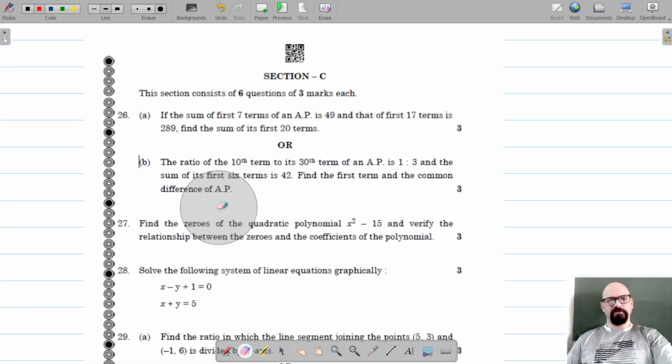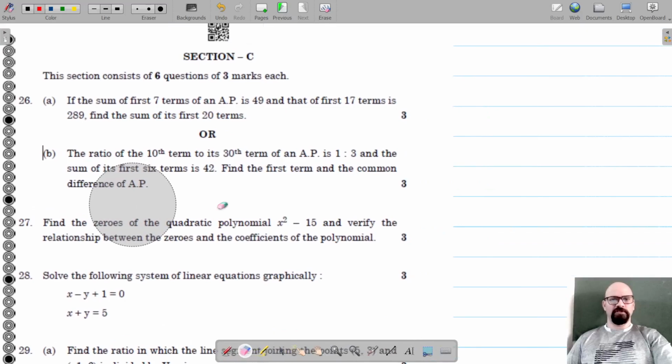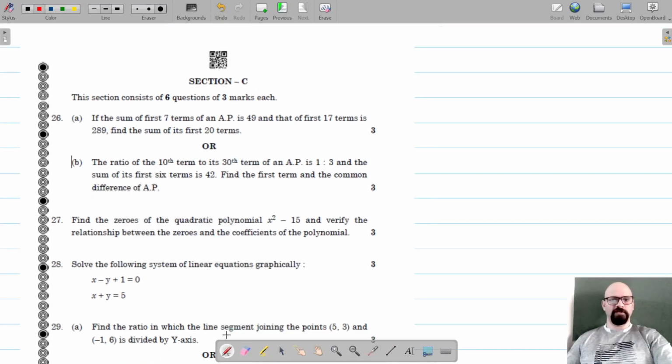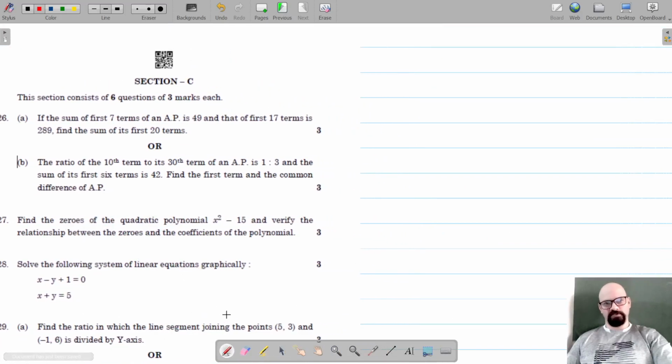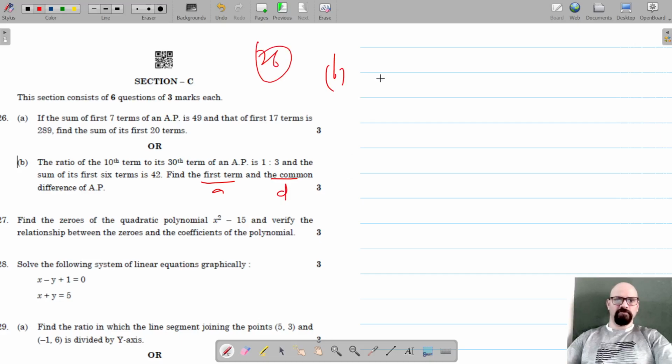Okay, for part B, it is given that the ratio of the 10th term to the 13th term of an AP is 1 is to 3, and the sum of its first six terms is 42. We have to find the first term, that is A, and the common difference D. So let's write down what is given to us. This is question number 26.